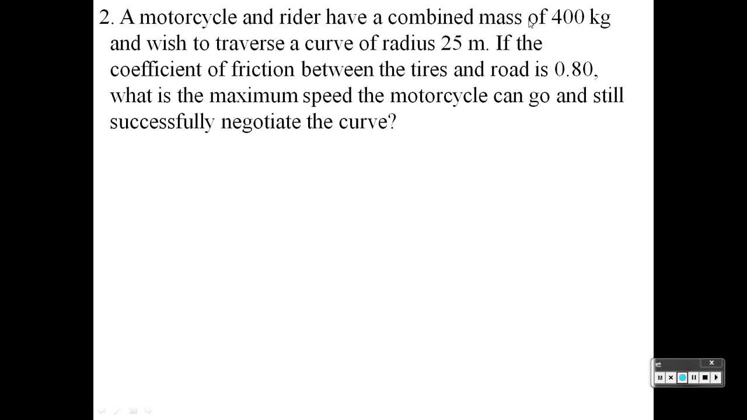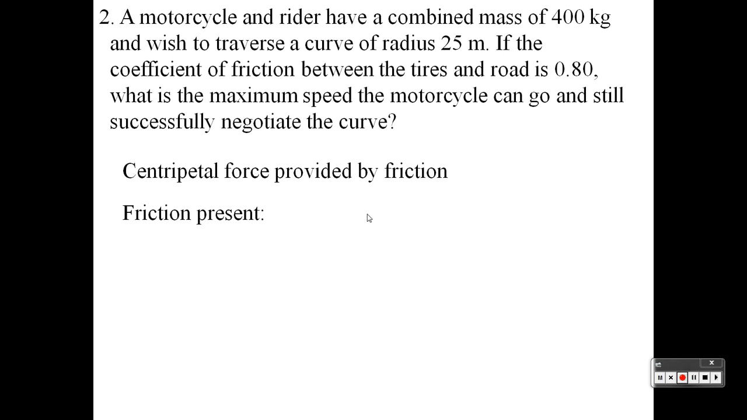A motorcycle and rider have a combined mass, and wish to get around this curve. If the coefficient of friction is this, what is the maximum speed the motorcycle can go and still get around that curve? Well, centripetal force, again, is provided by the friction force. Let's find out how much friction there is in this case. The friction force formula: mu times the normal force, which is equal to mu times the weight, mu times m times g.